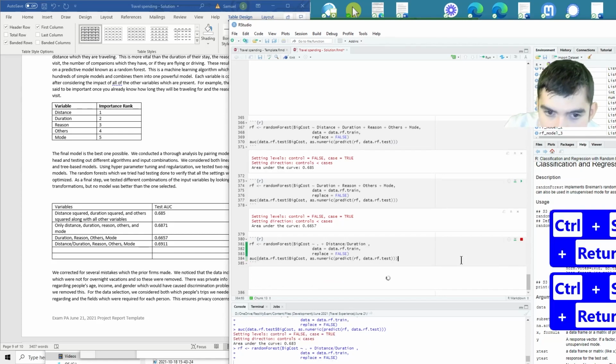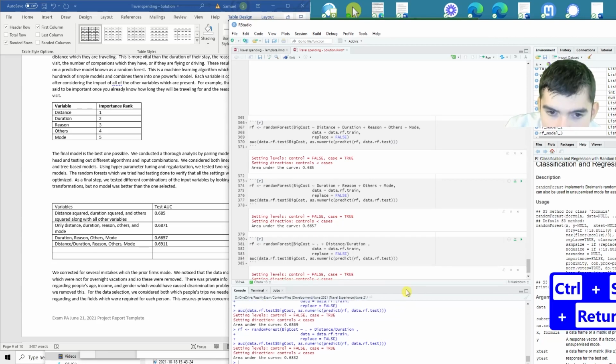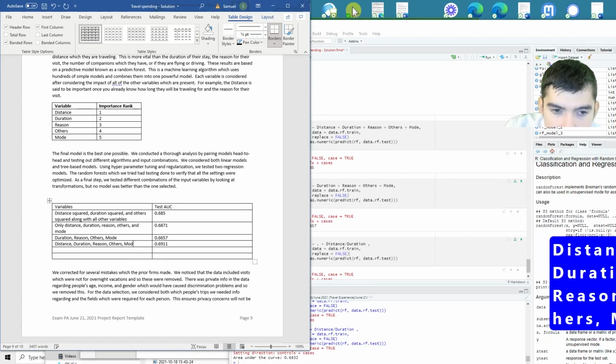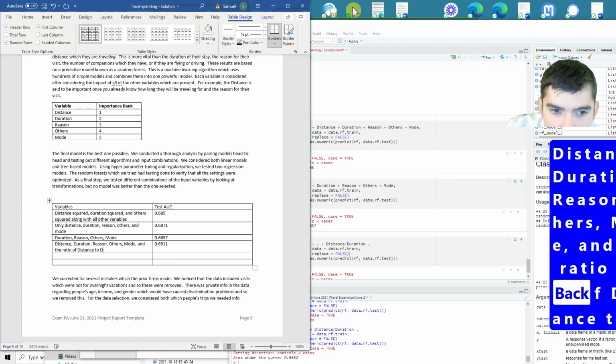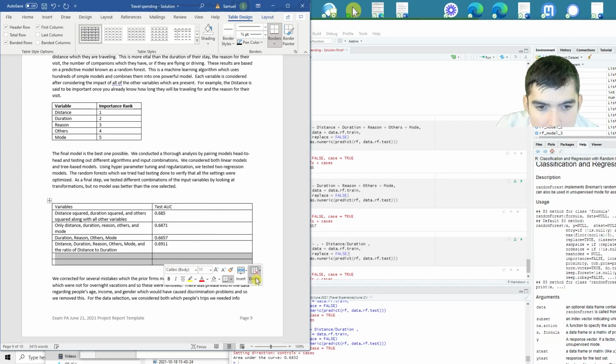Okay, so this could just be from random noise, because as you rerun this, it's giving different results. What you would actually have to do is set a random seed for the forest. But I would still say distance, duration, reason, others, mode, and the ratio of distance to duration. Delete rows.